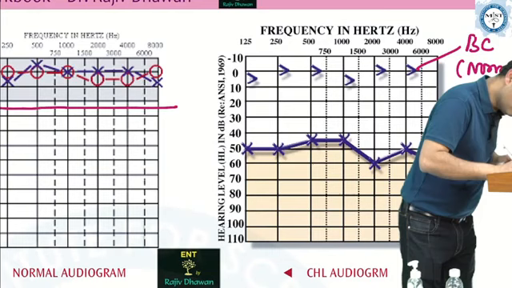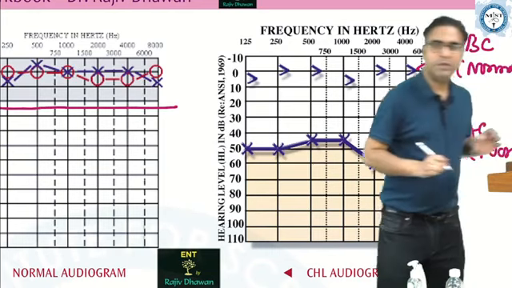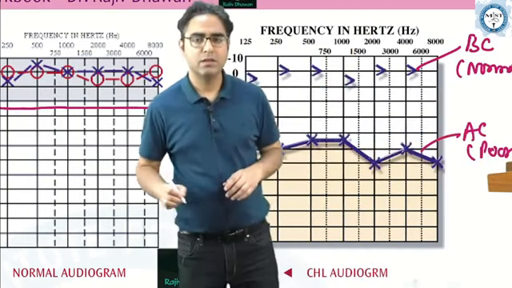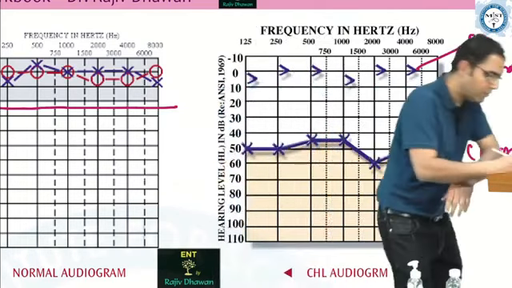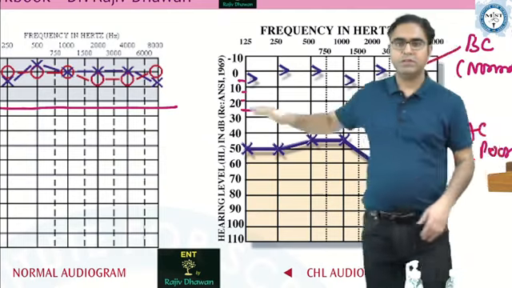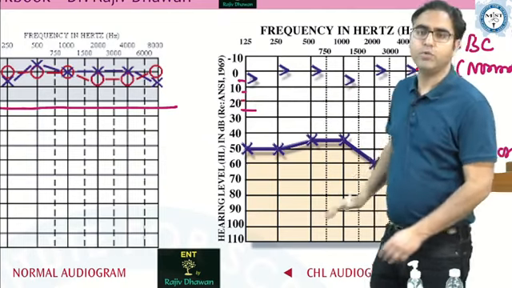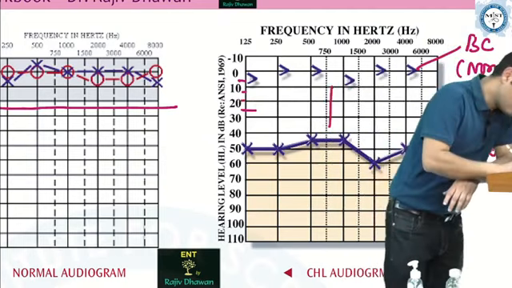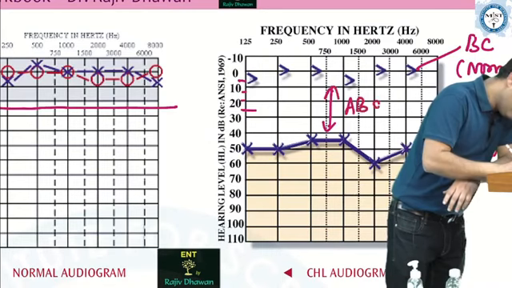AC is poor. BC is normal, AC is poor. Below 25, okay? Can you see, beta? 0, 10, 25. This is the normal zone. BC is in the normal zone, but AC is poor, beta. And this gap is called the AB gap.